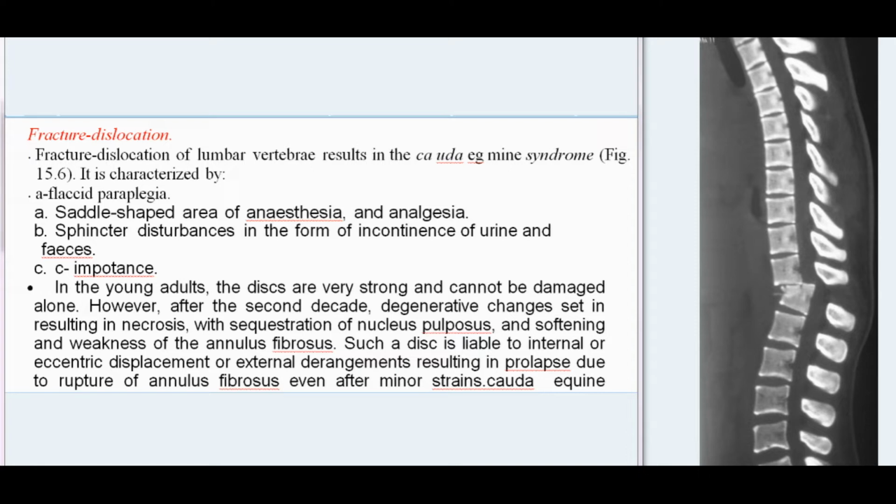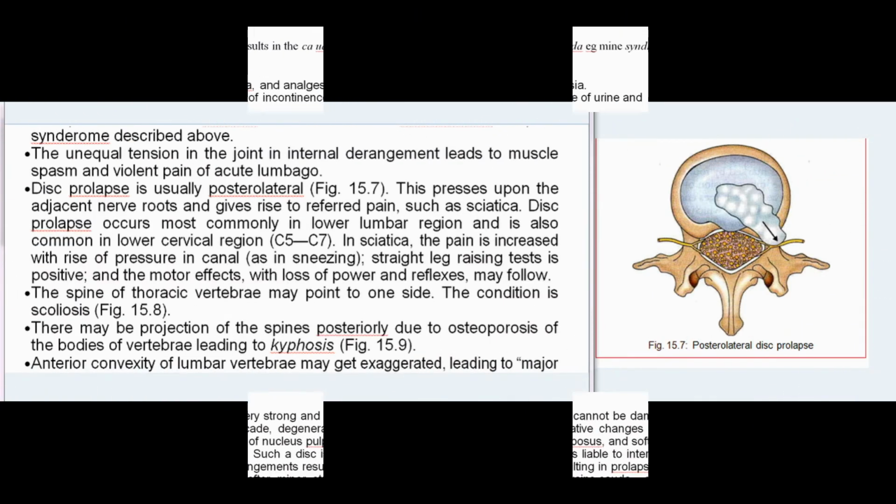In the young adults, the discs are very strong and cannot be damaged alone. However, after the second decade, degenerative changes set in, resulting in necrosis, with sequestration of nucleus pulposus, and softening and weakness of the annulus fibrosus. Such a disc is liable to internal or eccentric displacement or external derangements, resulting in prolapse due to rupture of annulus fibrosus even after minor strains. Cauda equina syndrome described above.